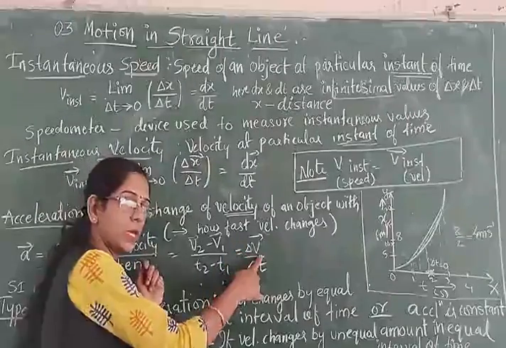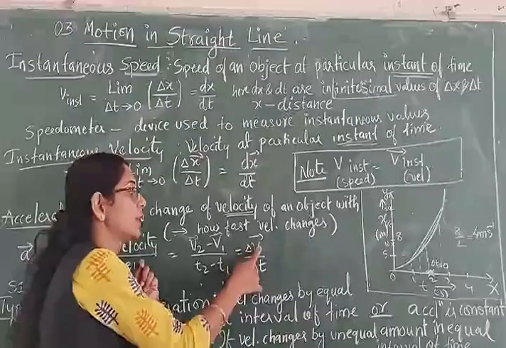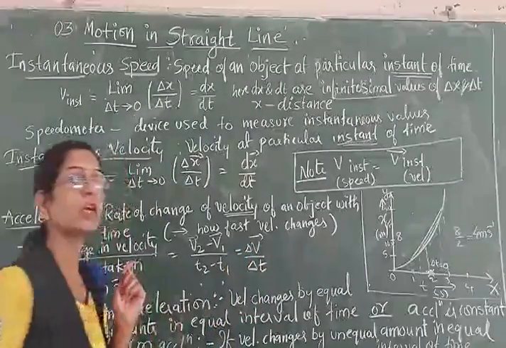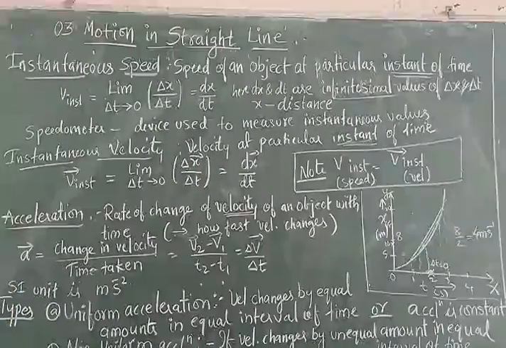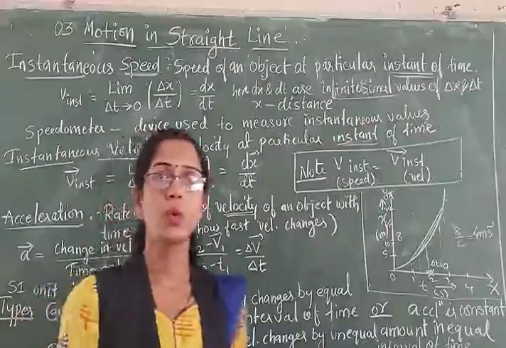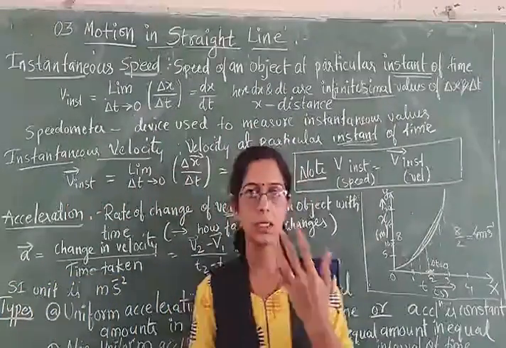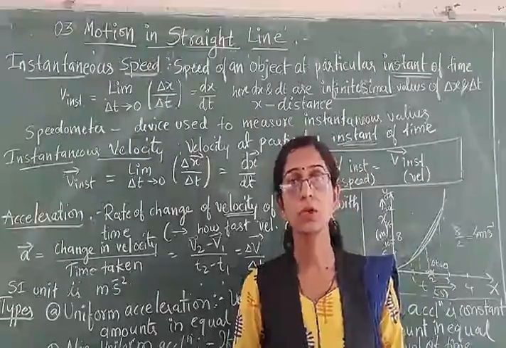Change in velocity will be represented by delta V bar. So this is the formula, delta V bar upon delta T, which will give you the acceleration of the object. Similar to velocity and speed, where we have seen the types, here also for acceleration we have two types.